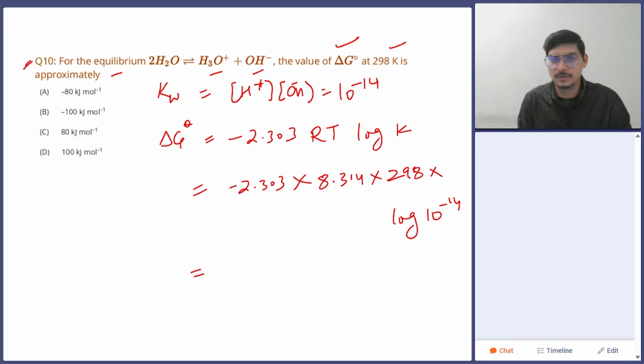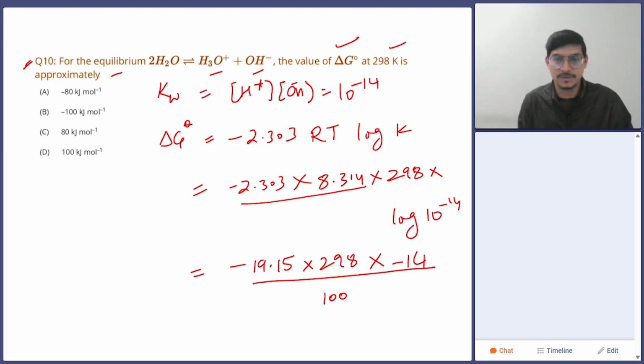So you might remember that 2.303 into 8.314 is 19.15. Remember this value, it's an important one. Okay, 298 and log 10 to the minus 14 is minus 14. All right, so when you multiply this and divide by 1000 to convert it into kilojoule, then you will get the answer as a positive value, right? And it's approximately 80 kilojoule per mole.